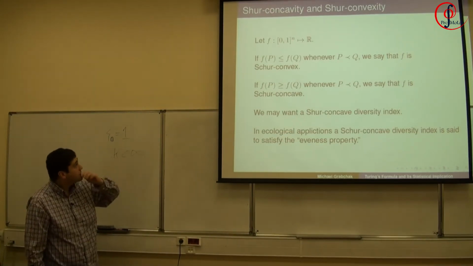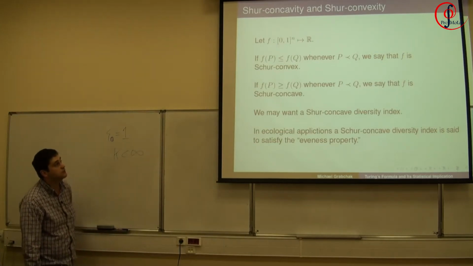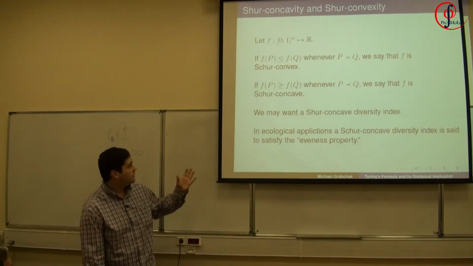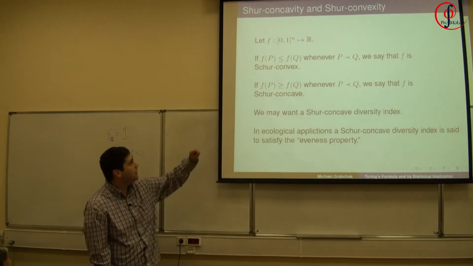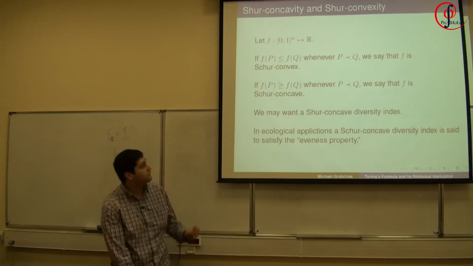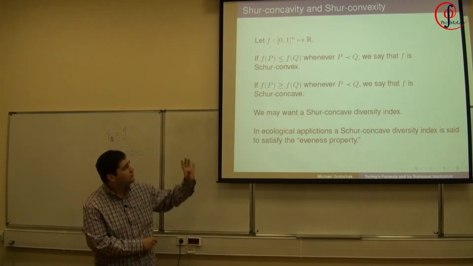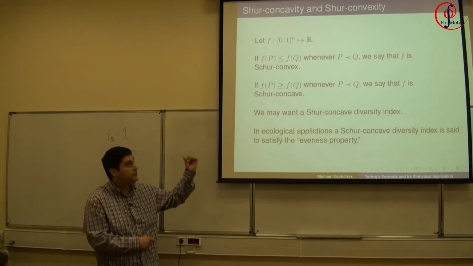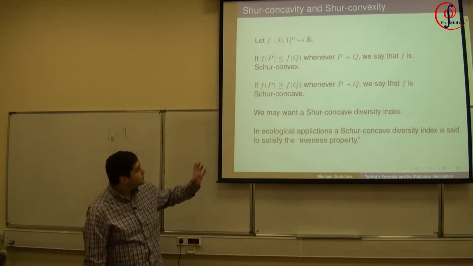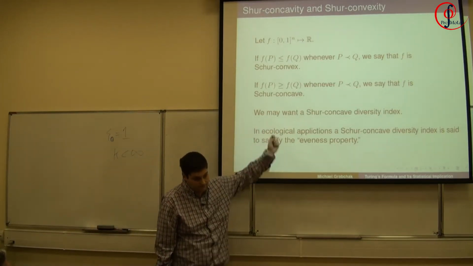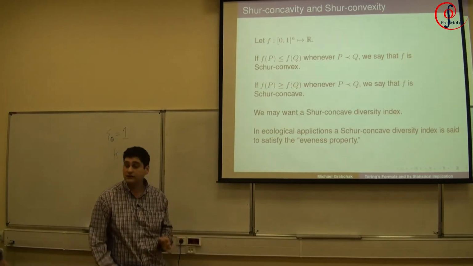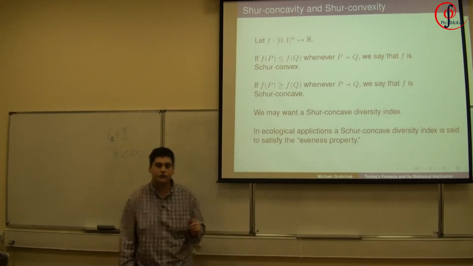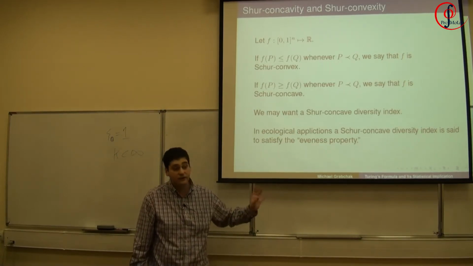Okay, so we say that a function is Schur convex if f of p is always smaller than f of q whenever p is majorized by q. And conversely, we say that a function is Schur concave if f of p is always greater than or equal to f of q if p is majorized by q. Now, if p is majorized by q, we think of p as being more diverse, so we'd like the diversity index to be bigger for p than for q. So we'd like a diversity index to be Schur concave. And that's a condition that sometimes people in ecology like to impose on a diversity index. In the ecology literature, they say that such a function satisfies the evenness property.